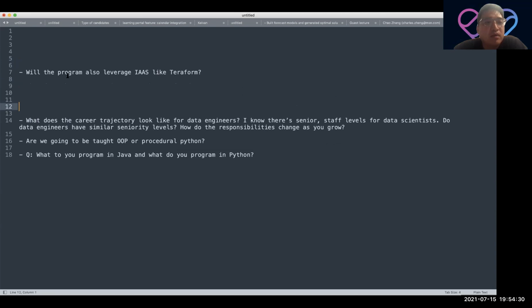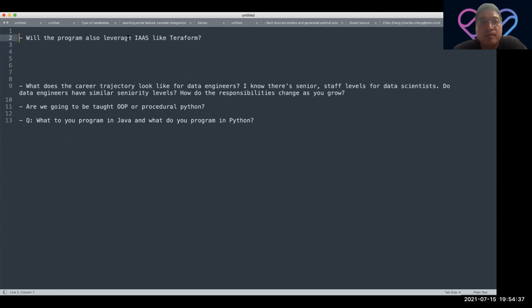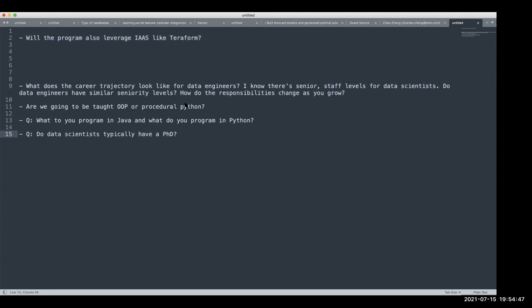Will the program also leverage IaaS, infrastructure as a service, like Terraform? I'll leave this to the instructors. So we do cover part of it, but that wouldn't be our key focus. But we do cover part of it to make sure that if you have to set up something in Terraform, whether it's setting up a cloud project or setting up some data sets or something, we would cover the basics of it. Yep.